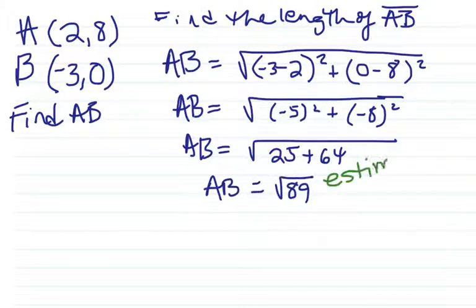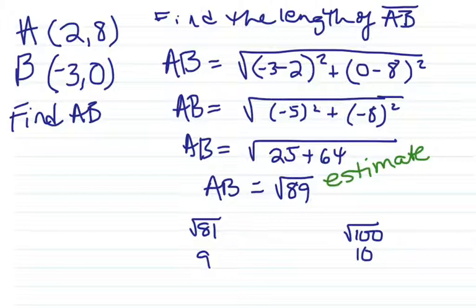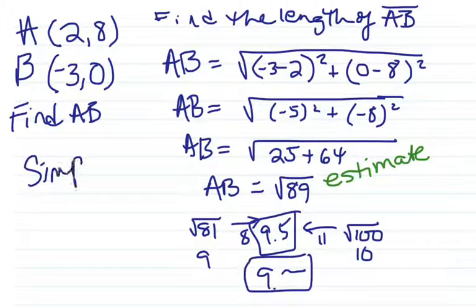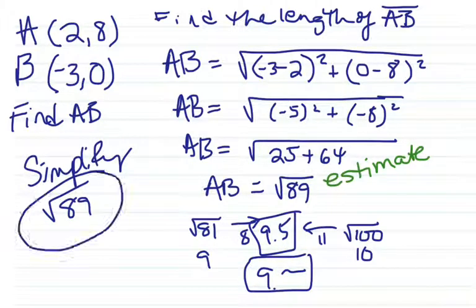So again, I have two different options. Estimate. Square root of 81 is 9. Square root of 100 is 10. This time it's pretty close to the center. 8 units that way, 11 units that way, so it's a little closer to 9, but not much. I'd probably say it's about 9.5. I don't know, I didn't look it up, but pretty close to the center. 9 point something. And then to simplify, you can't simplify it. You're done. So, there you go.